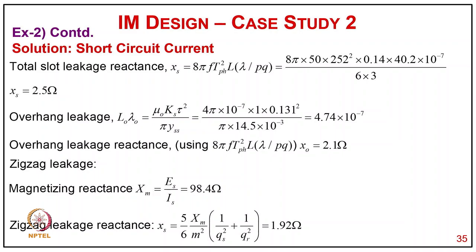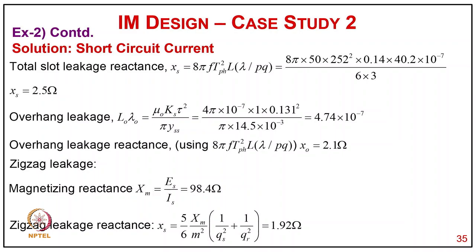And overhang leakage, typically permeance lambda 0 equal to mu 0 Ks into A square pi G VSS, putting value, it comes 4.74 into 10 power minus 7. And overhang leakage reactance from the same formula using 8 pi into F T square L lambda upon PQ into X, that comes 2.1 ohm.